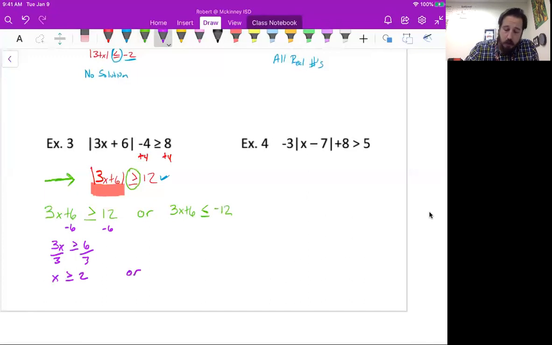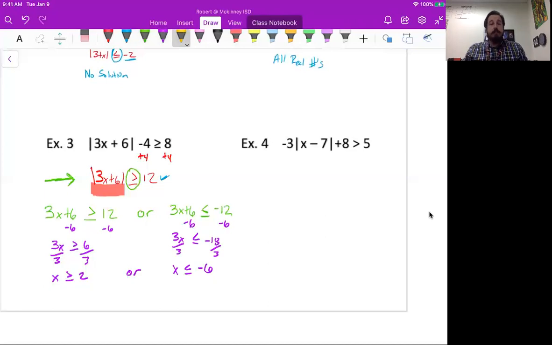For the other one, I subtract 6 from both sides. So I have 3x is less than or equal to negative 18, dividing both sides by 3. I get x is less than or equal to negative 6.